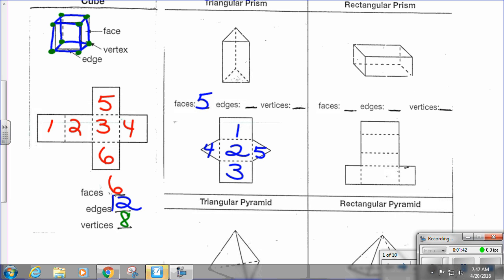Edges, again, I will trace the shape. 1, 2, 3, 4, 5, 6, 7, 8, 9. There are 9 edges. And for the vertices, I will count the intersections. 1, 2, 3, 4, 5, 6. There are 6 vertices.